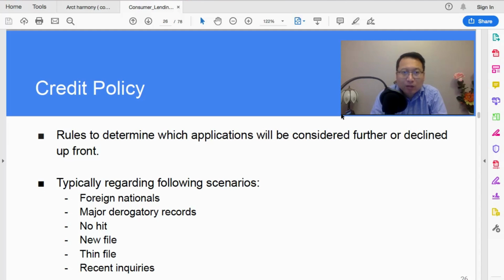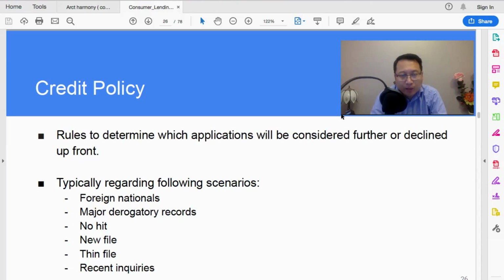Then we have major derogatory records. So usually, if a consumer has a charge-off already, or a major collection item, do you want to do business with that consumer or not? Maybe you want to look at the timing, right? Did that happen more than 2 years ago? Maybe you can consider the application. Or it's too recent, just happening in the last 6 months.